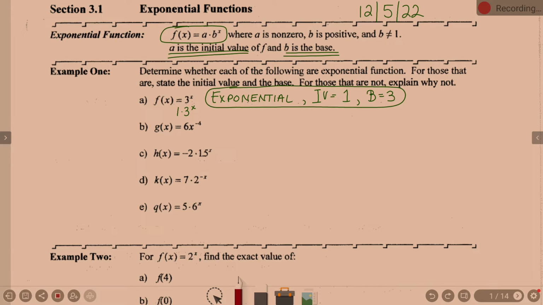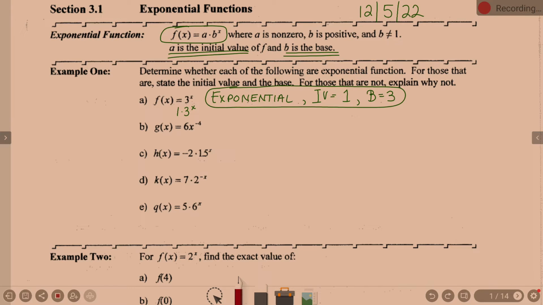What about B? G of x equals 6x to the negative 4th. Exponential or not? If it is, what are your initial value and base? If it's not, why not? I would say no, because negative exponent. It could be 6 times x to the negative 4. Does the exponent have to be an x? What are we overlooking here? The exponent has to be x.